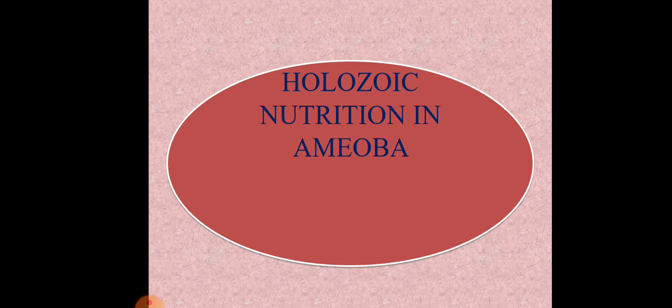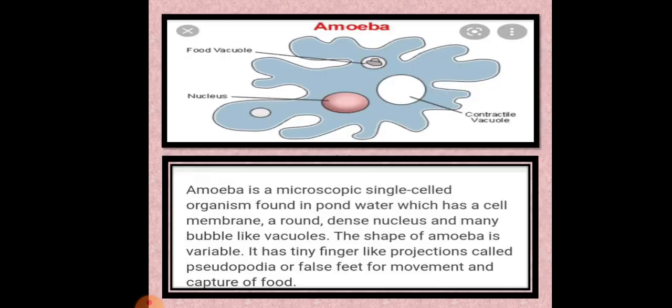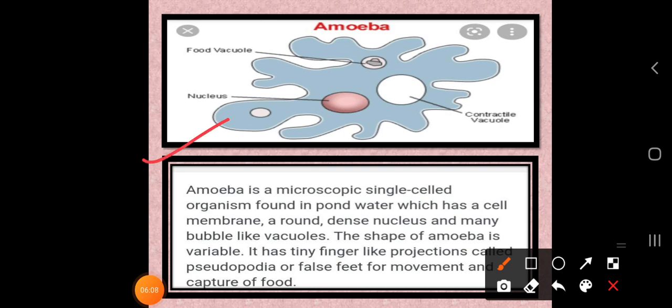What do we mean by amoeba here? Amoeba is one of the organisms, or you can call it a microorganism. Amoeba is a microscopic single celled organism. Single celled means it is made up of only one cell. Where can it be found? It can be found in pond water, and it has a cell membrane, a round dense nucleus and many bubble-like vacuoles.